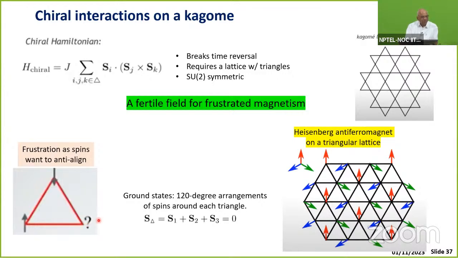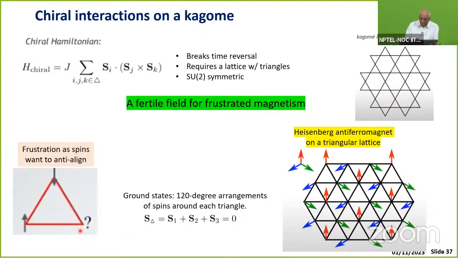Or if you put it spin down, it is okay with this, but not okay with that, right? So this third spin is what we say frustrated. We get frustrated, we don't know which one to talk to. So the frustrated spins want to anti-align. That is a natural state, but now here we have a conundrum.